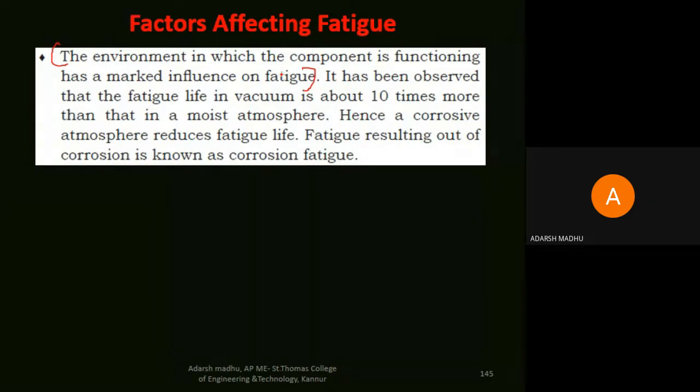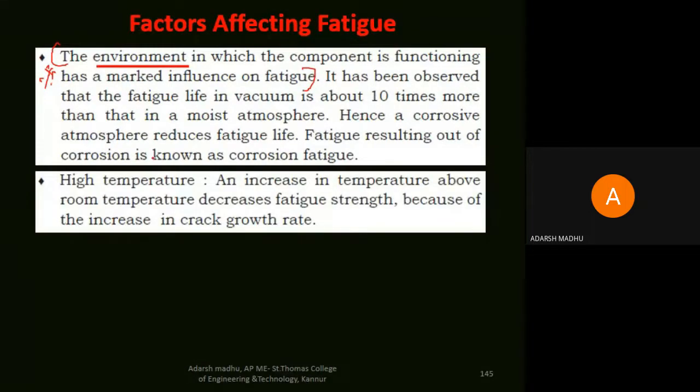If you are applying that material in a condition where a cyclic load or a repetitive load occurs, we can say there is a moderate or medium chance of fatigue. If you are using that material for a random or abnormal type of cyclic loading, we can say there is a higher chance of fatigue. So the environment in which the component is functioning has a marked influence, a very big influence, on fatigue. Okay.